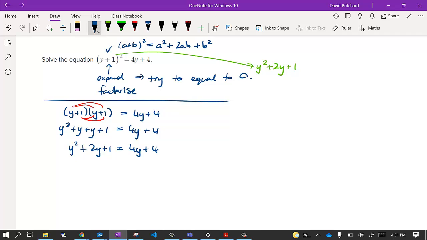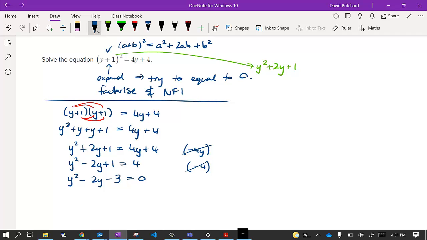All right, now we're going to try to make the whole thing equal to 0. So I'm going to subtract 4y from both sides. That gives me y squared take 2y plus 1 is 4. Now I can subtract 4 from both sides. And I've got y squared take 2y take 3 is 0. So we've achieved what we wanted. It's now equal to 0. Now I can factorize and hopefully use null factor theorem.